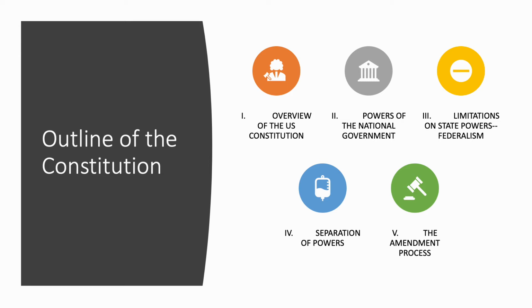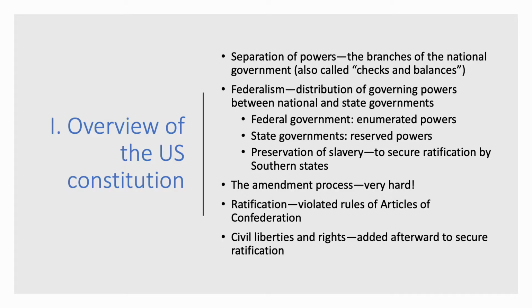So we'll go through an overview, and then we'll talk about the powers of the national government. Then we will go, and this is more in the second half of this, limitations on state powers and federalism, the doctrine of federalism, separation of powers between the branches of the government, and how the Constitution is amended. So, number 1, overview. Major doctrines that are in the Constitution and that were being talked about in political literature at the time include separation of powers, the idea that a government should be broken up into basically separate departments, branches, judicial branch, executive branch, legislative branch.